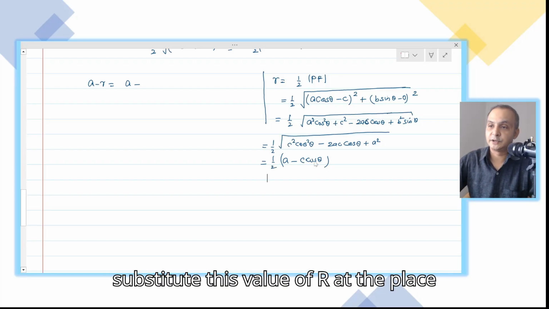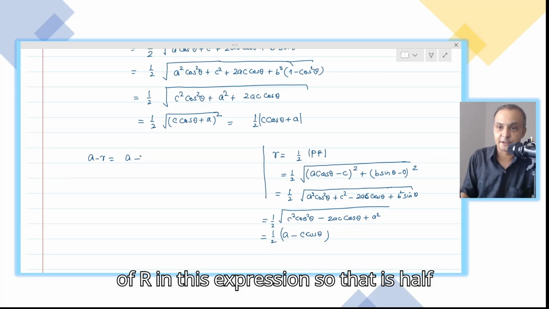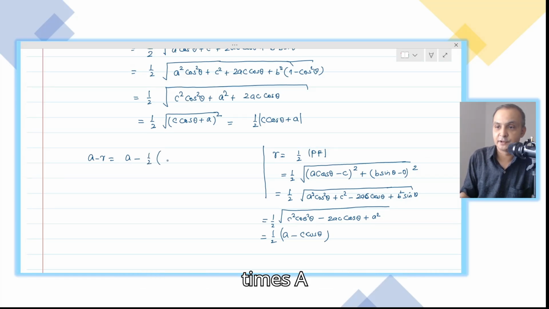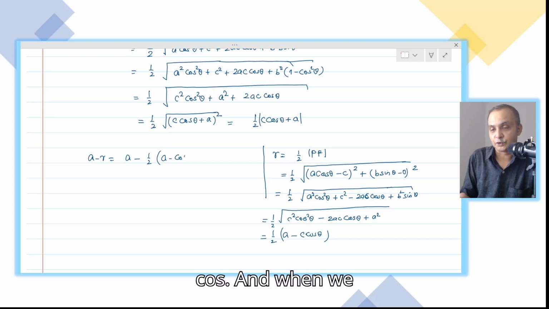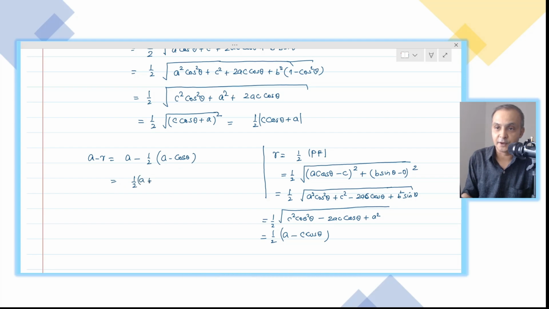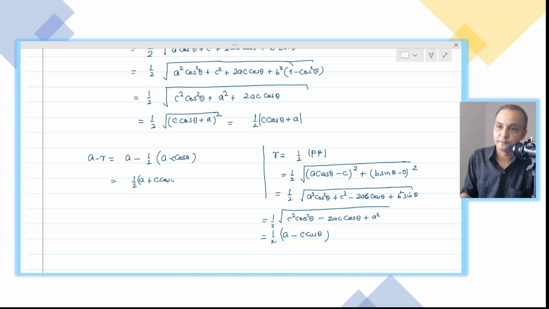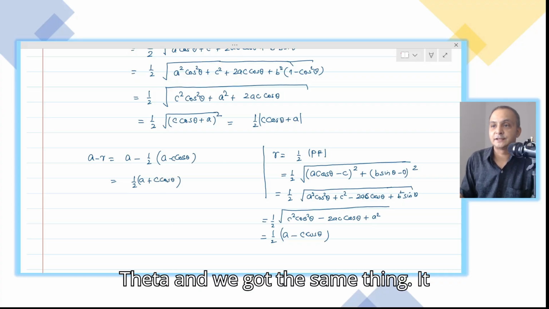And now I'm going to substitute this value of R at the place of R in this expression. So that is half times A minus C cosine theta, and when we simplify it, we get half A plus C, I'm missing here, C cosine theta, and we got the same thing.